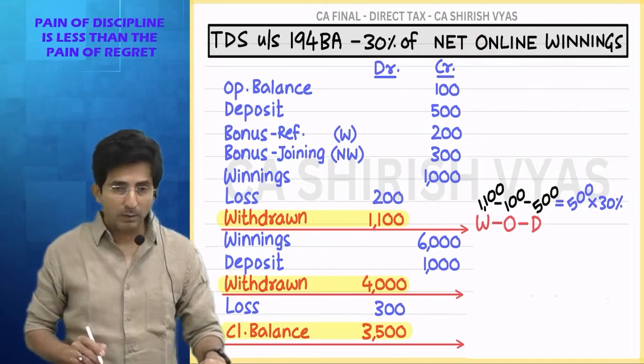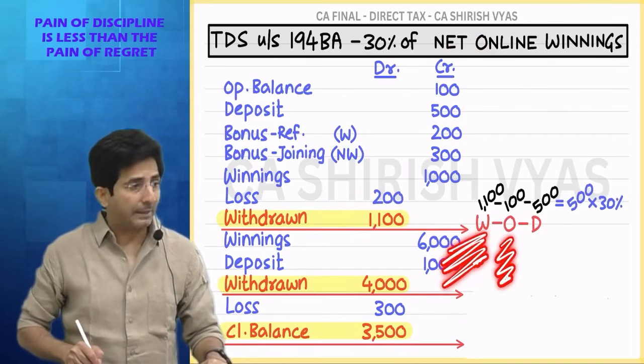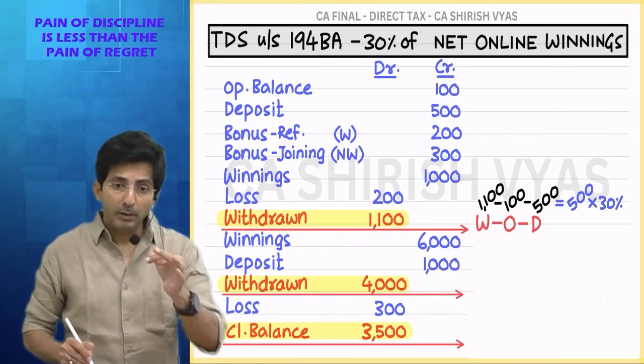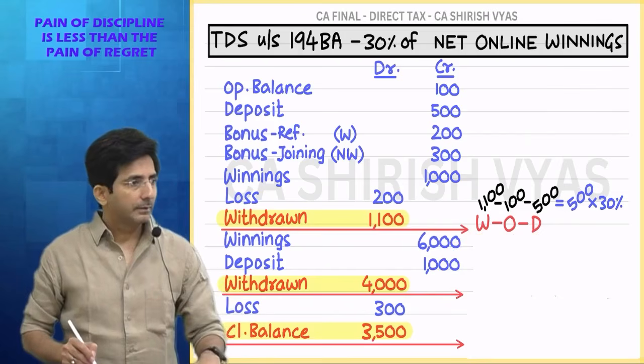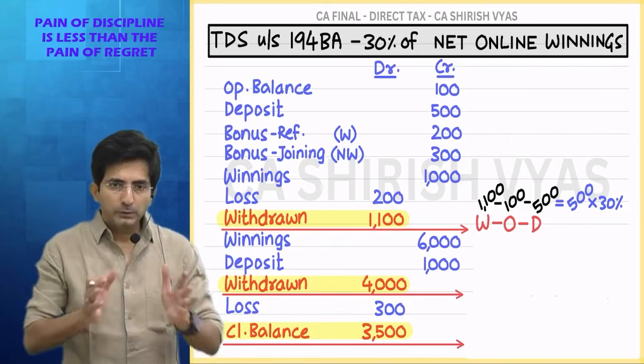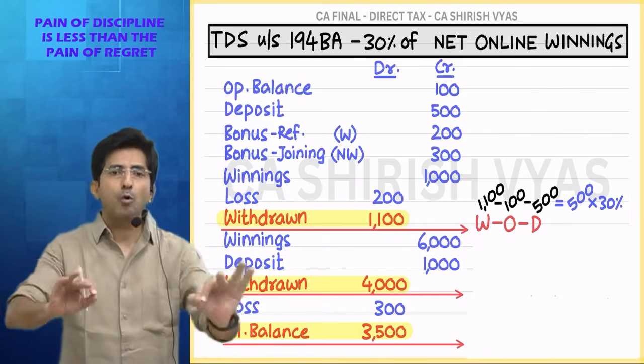WOD means what? Amount withdrawn minus opening balance minus deposits made. This is the formula given by the Act. I didn't want to directly impose a formula, but if you see the law, they have given a formula only: W minus O minus D.